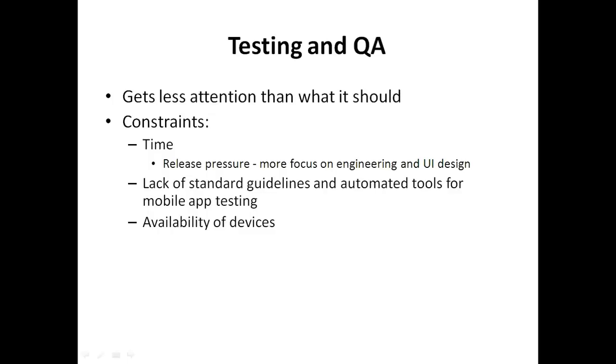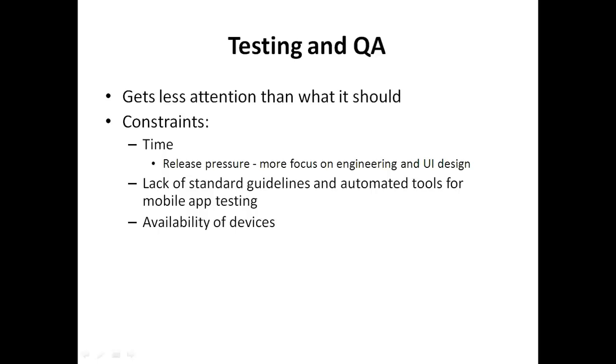So the final binaries are sent to the testing team, and we enter into the testing and QA phase of our product development cycle. Now, testing and QA is something that in the mobile applications industry has not been exploited too much till now. It's a common mistake to ignore or not give enough importance to testing. So it gets much less attention than it should.